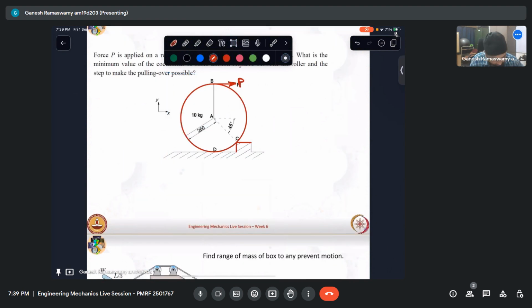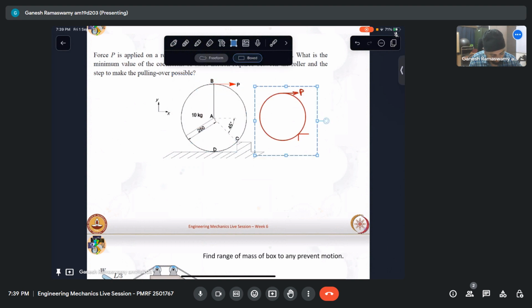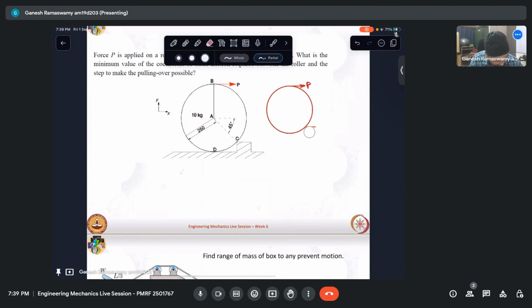like that. So what will happen is, if I take my free body diagram, if I remove the step here, I have to put a force like that. It has already lost contact at this point, so there is no other force. Then there is the weight, which is given to be 10 kg. So I have 10g acting over here.